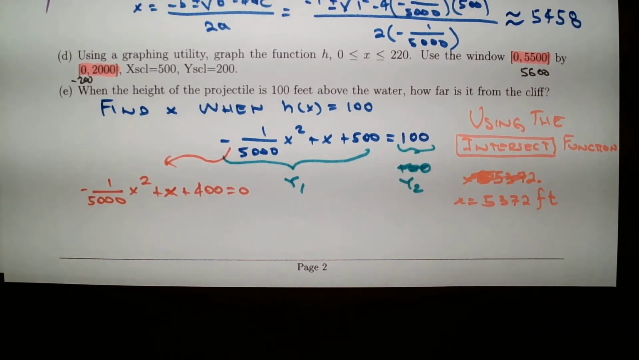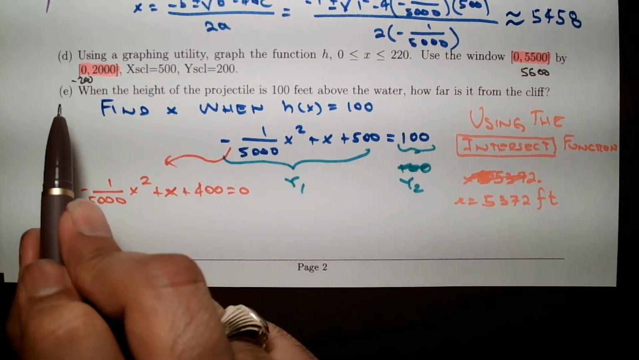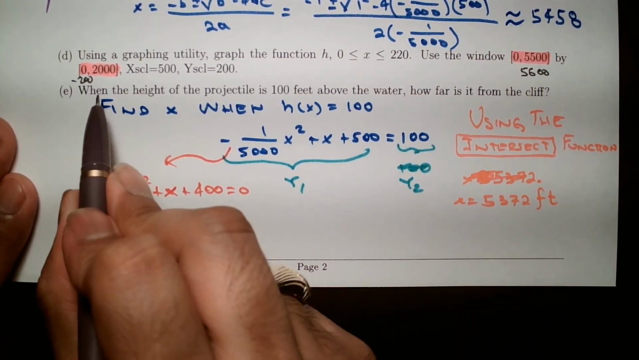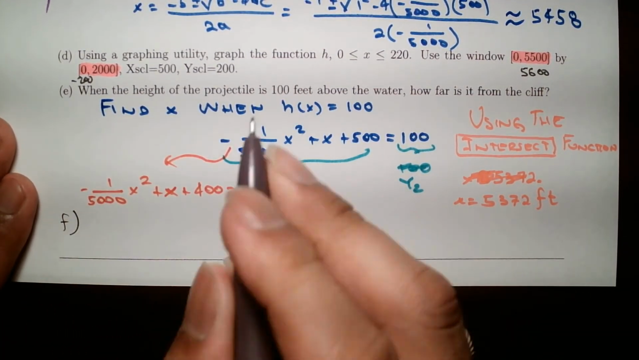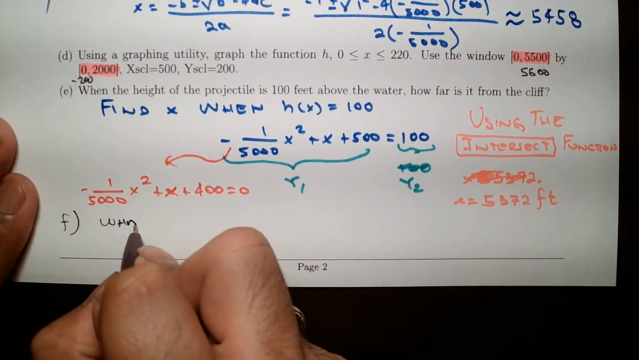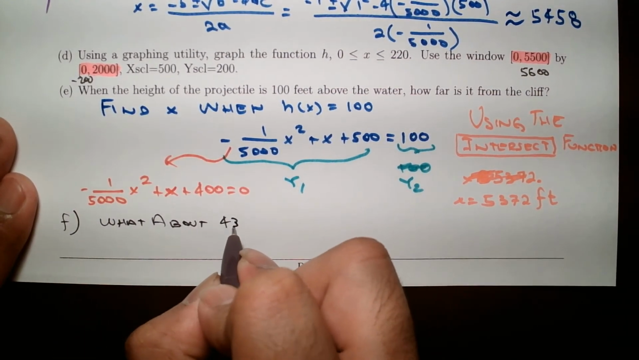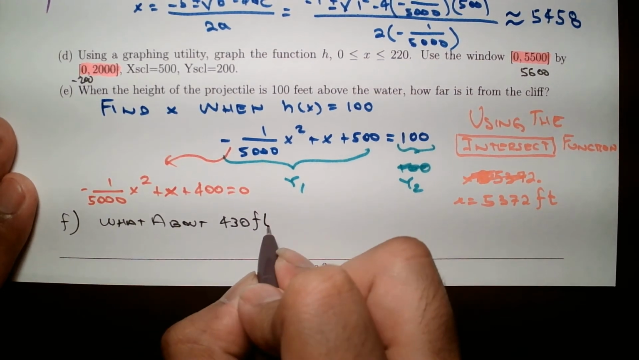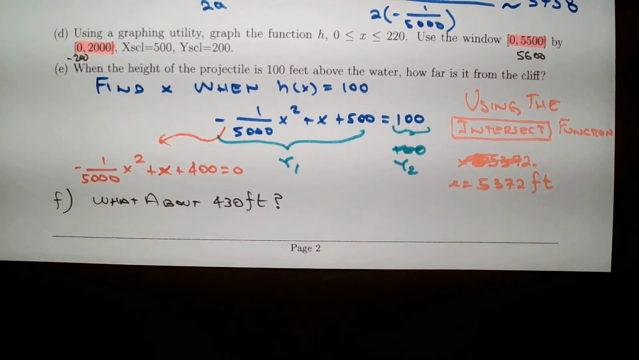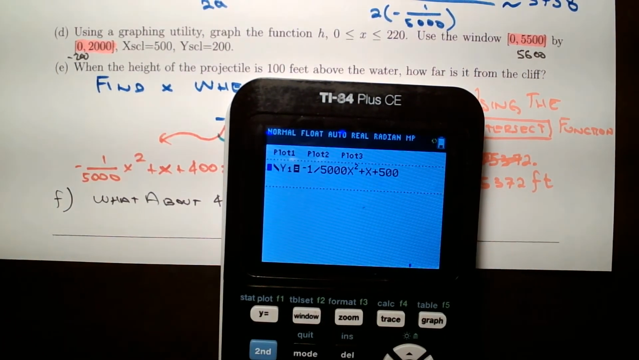However, I would like to extend this just a little bit. Well, let me add a part F. So part F, same question as in E, but instead of 100 feet, what about 430 feet? Because this is going to be a little bit different. Well, we're essentially doing the same, but it's going to look different when we set up the equations.